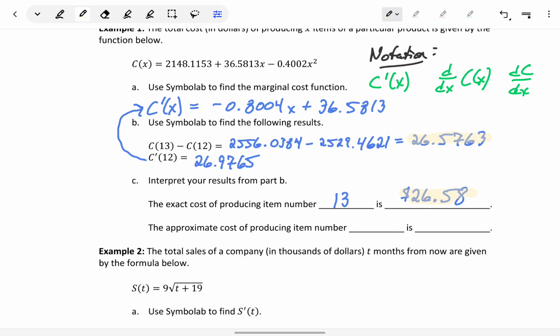But what c prime, that marginal cost function, tells us is that the approximate cost of producing item number 13 would be $26.98. So what we have is an approximation for calculating the cost of that 13th item using that marginal cost function. It tells us at a production level of 12, if we increase production by one more unit, what that additional cost would be.